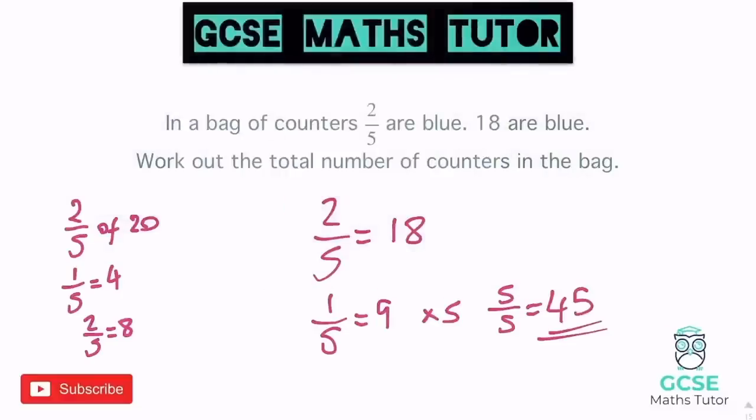So slightly different the other way around, obviously, to working out a fraction of an amount. It says that that fraction is 18. So dividing it by 2 to get 1/5, and then timesing it by 5 to get the original amount.